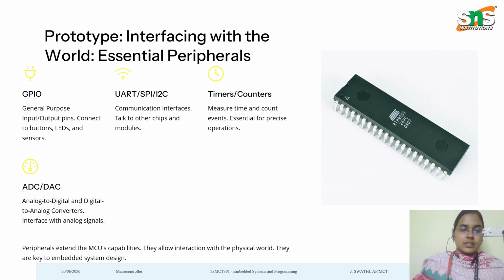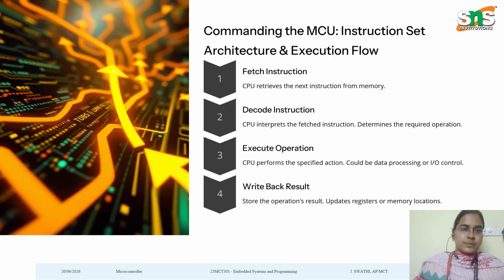For interfacing with external peripherals, we can go with the GPIO, general purpose input output ports, UART, SPI, I2C, that is your communication interfaces, and timer and counter circuits. And ADC, DAC is nothing but analog to digital and digital to analog converters. They can be used to convert the analog signals.